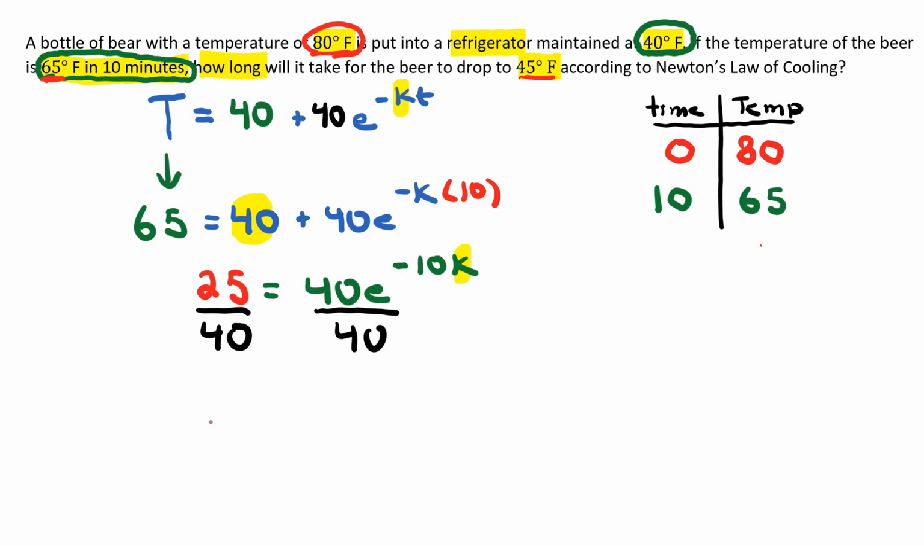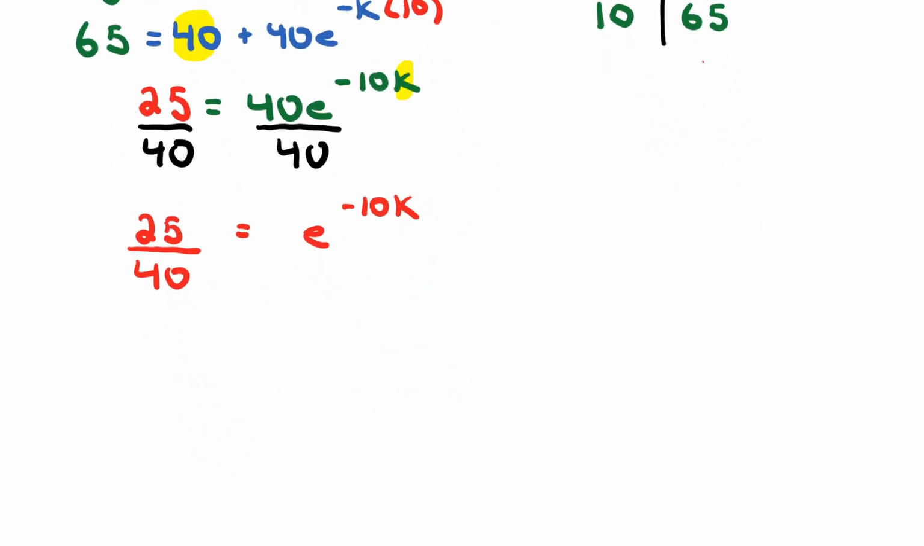And if we do that, we get 25 over 40 equals e to the negative 10k. All right, and then from here you can ln both sides. So I can ln that side and I'll ln that side. And if I ln both sides, basically I have ln of 25 divided by 40. For sure you can reduce that fraction, but I'm not going to.